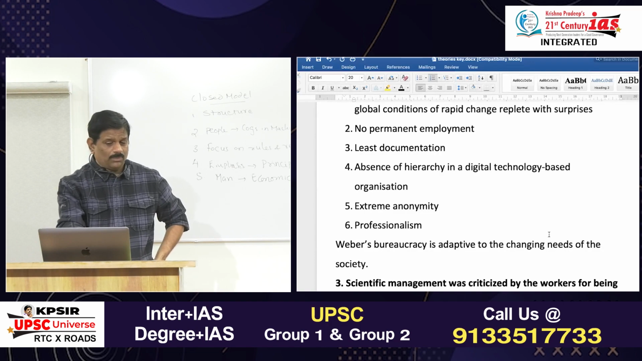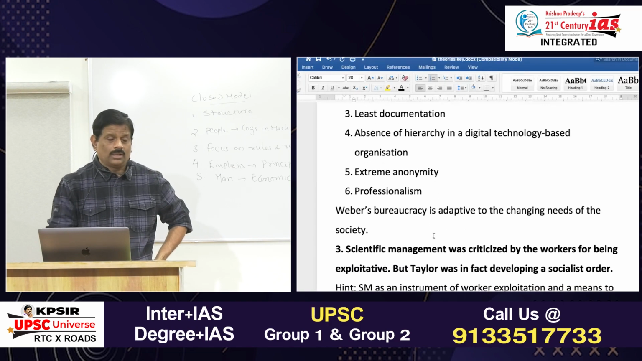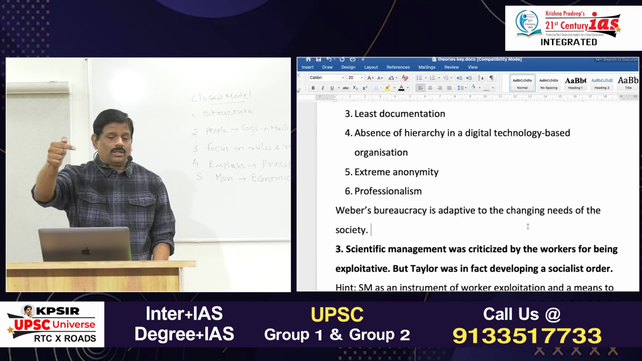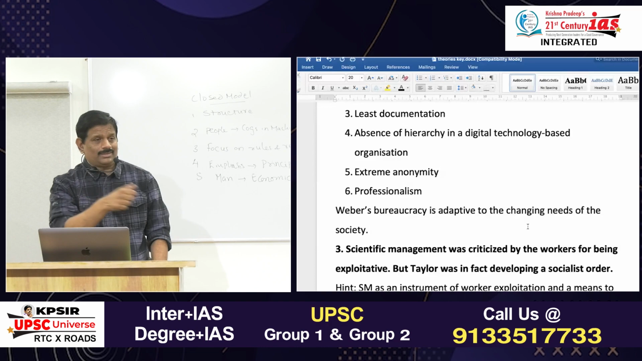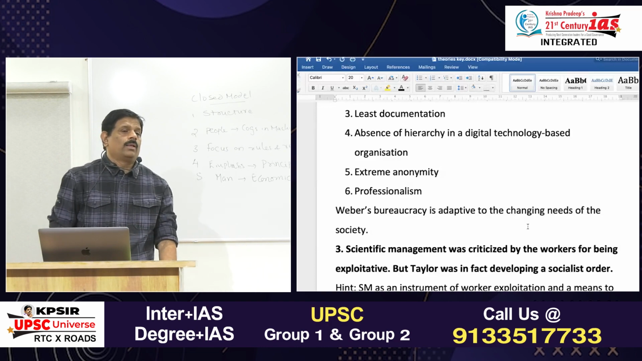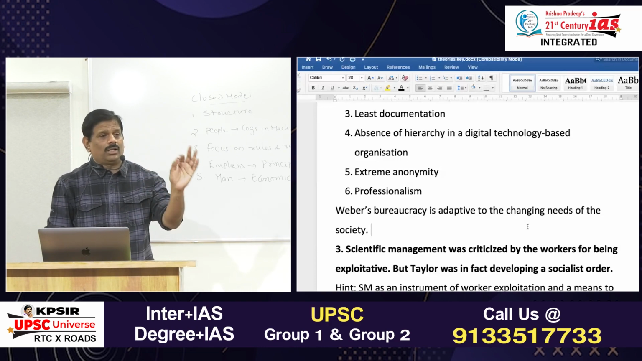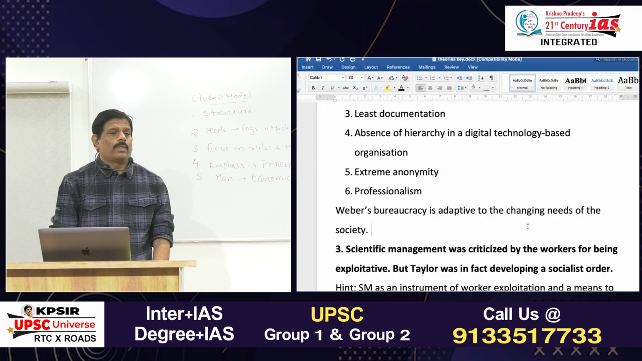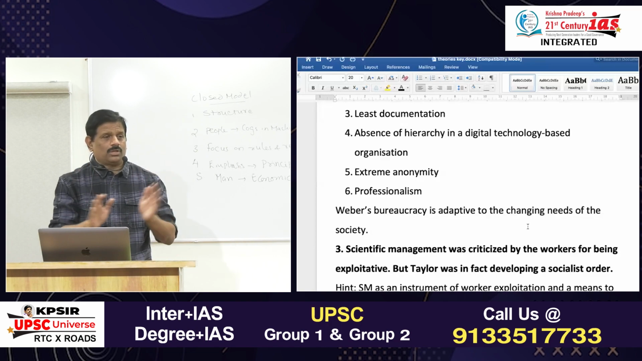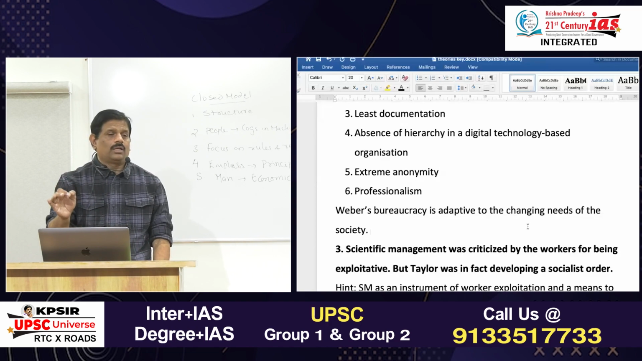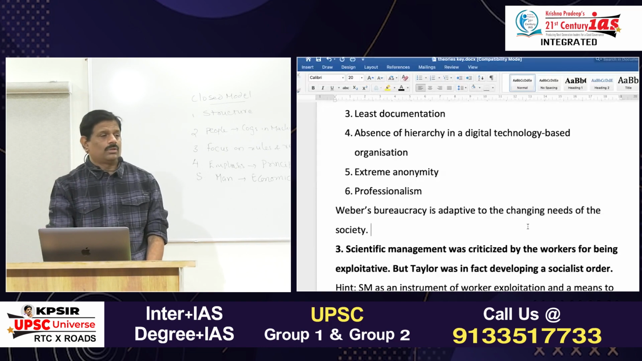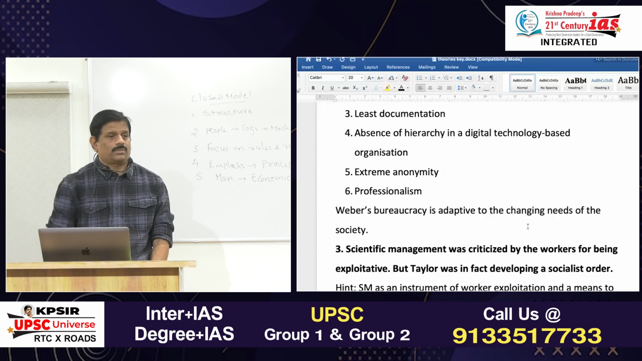Weber's bureaucracy is adaptive to the changing needs of the society. That should be the conclusion again. However rapid, however modern these virtual organizations may be, they are not free from the fundamental rules and regulations of constructing an organization, building an organization. All the basic principles of Weber's theory should be adaptable in the virtual organizations also, if they have to be properly managed.